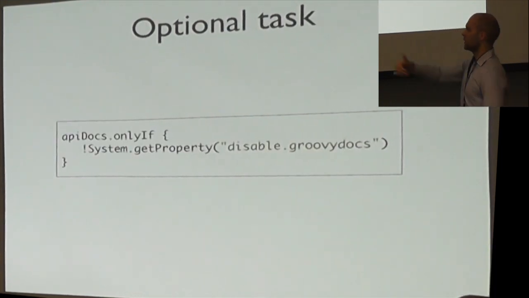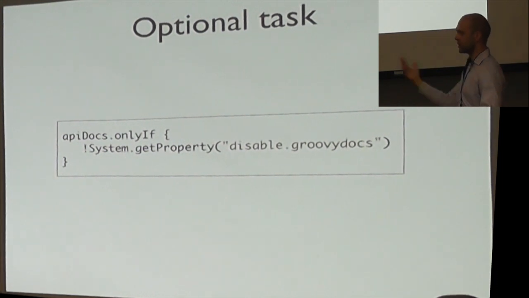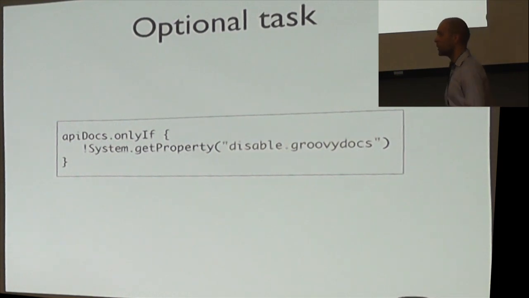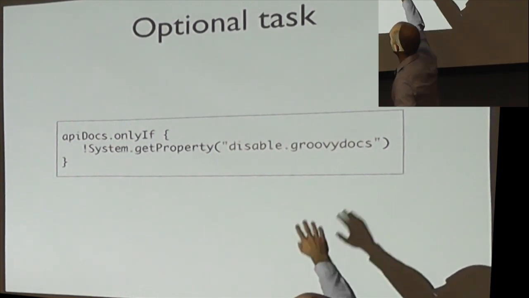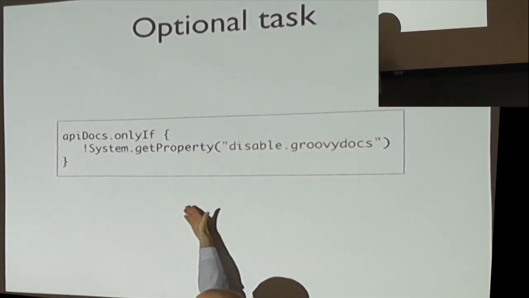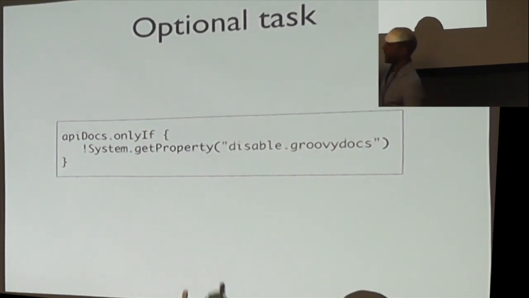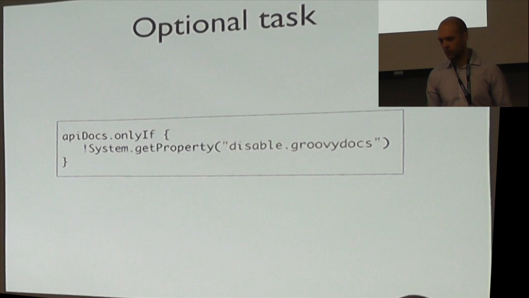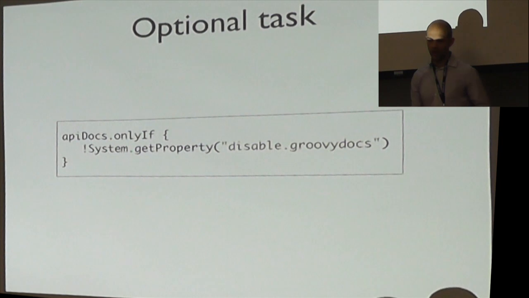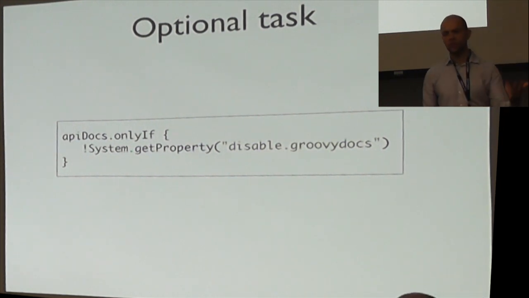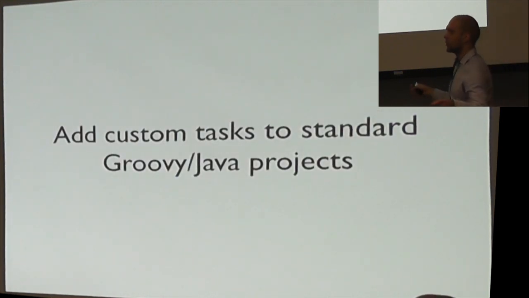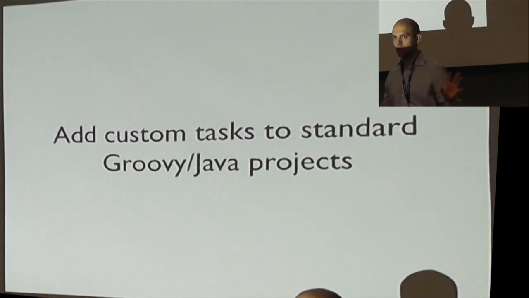I said API docs and fetching the Grails source are expensive operations, especially on a 33.6K modem, where you'll be waiting an hour. You can do things like: apiDocs is that task. Every task has an onlyIf method. And we can say, only execute this task if the disableGroovydocs system property doesn't have a value. Okay? So that's conditional task execution. And that's one example of a completely custom build doing something different.